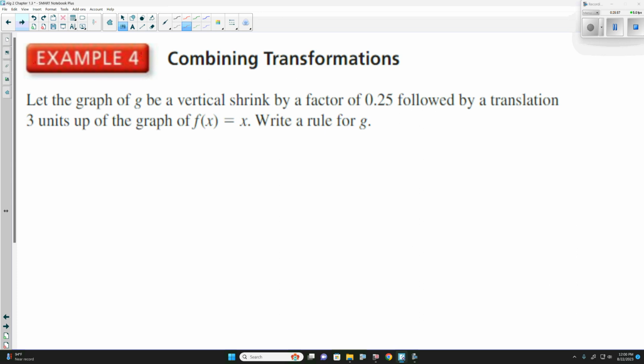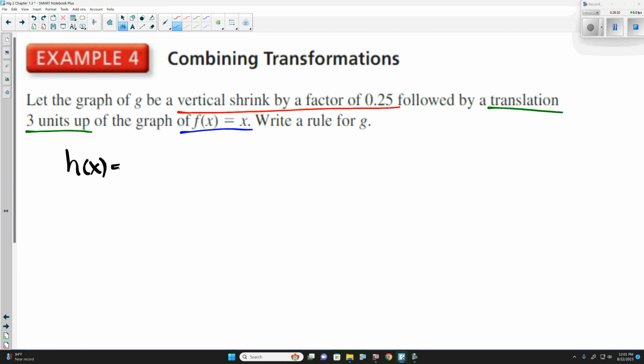So if we read through this here, let G be a vertical shrink by a factor of 0.25, followed by a translation 3 units up of f of x equals x. So the first thing it asked or told us to apply was a vertical shrink of 0.25, then 3 units up. Now we're going to call the in-between step something different than G. We'll call it H.